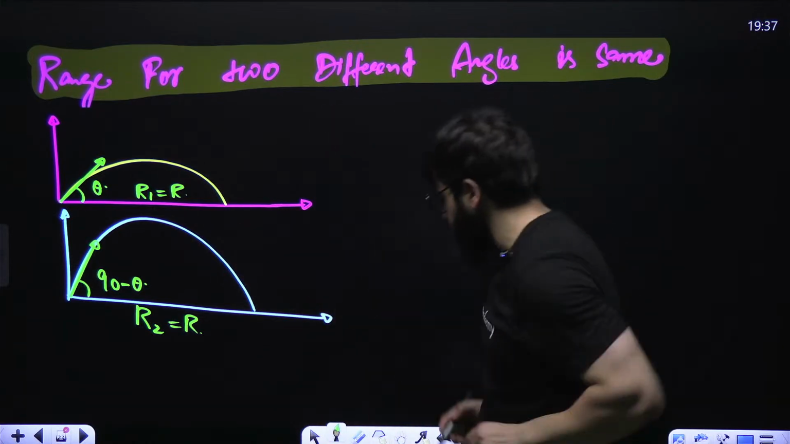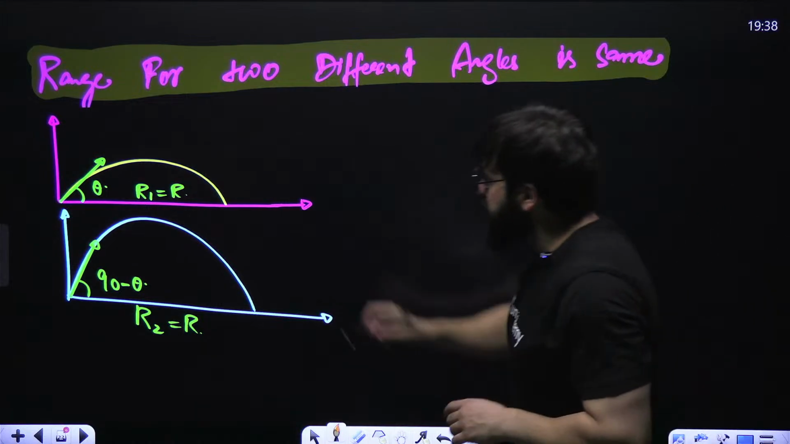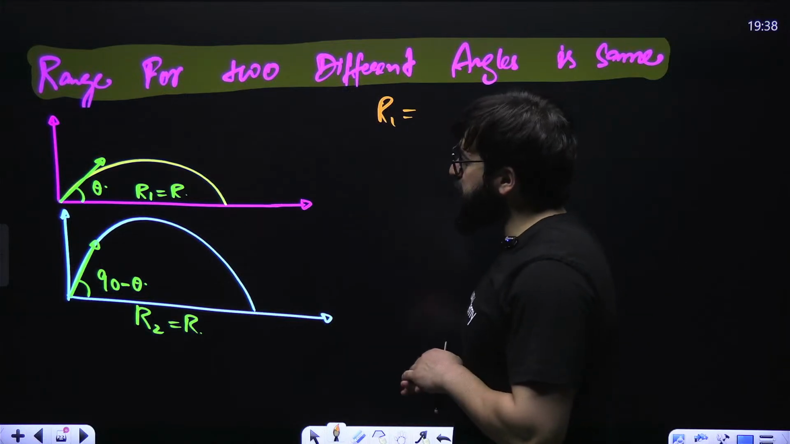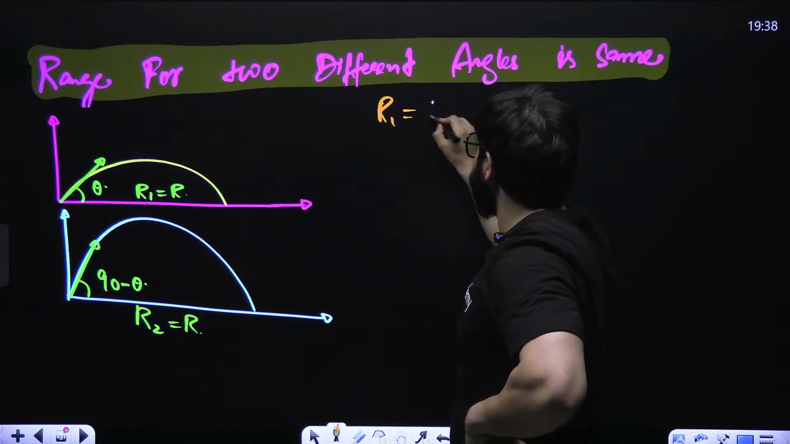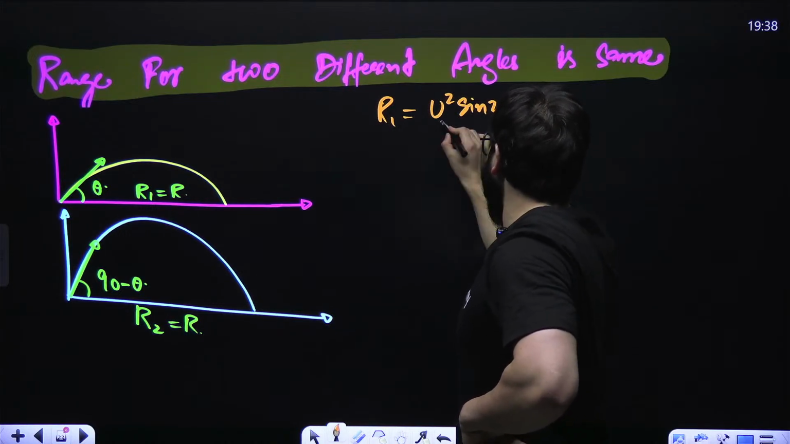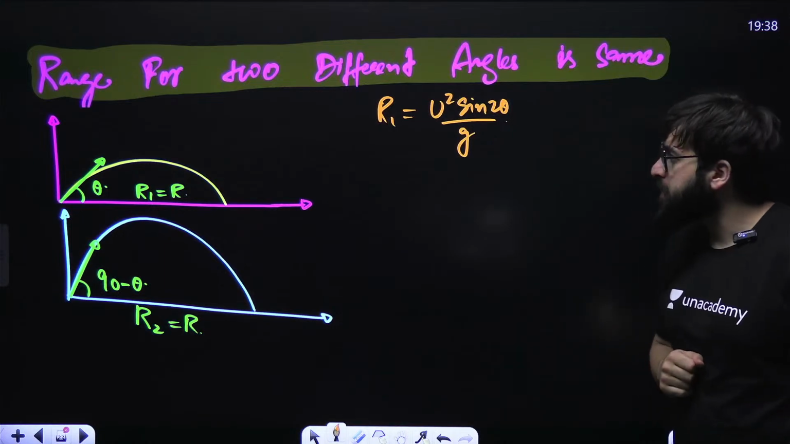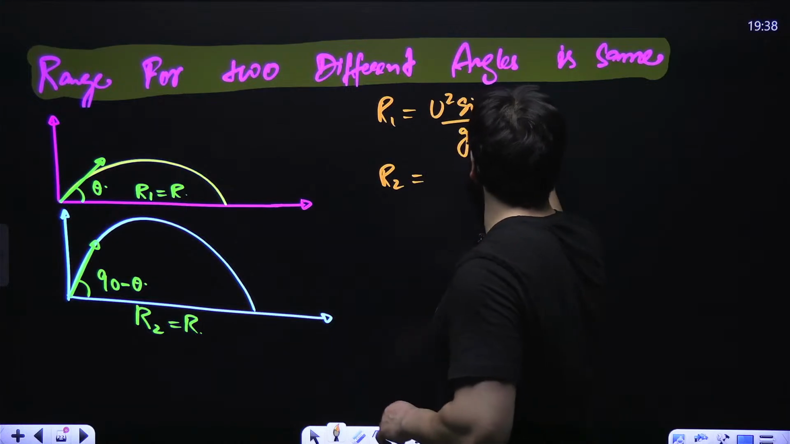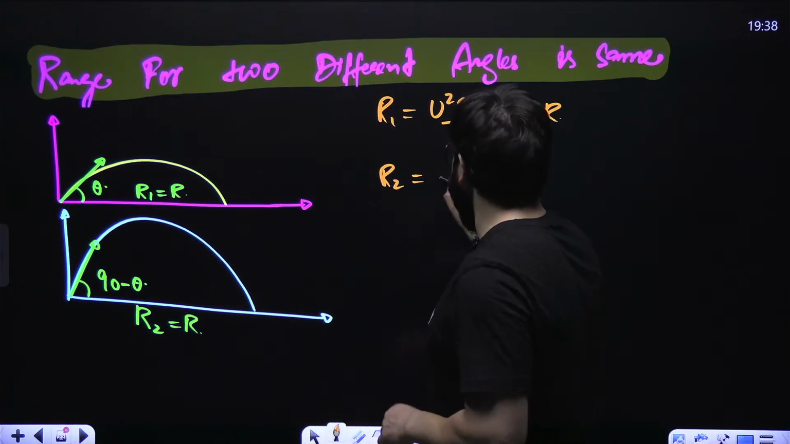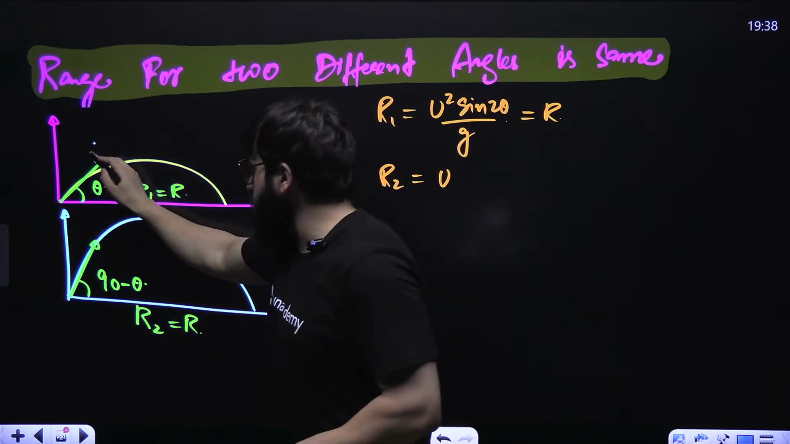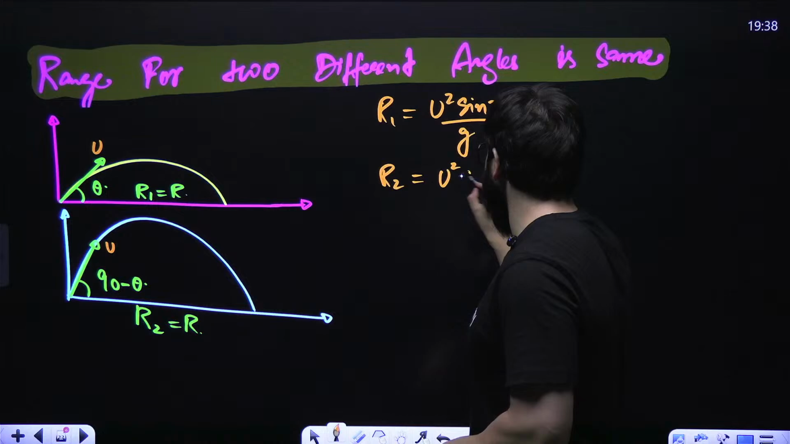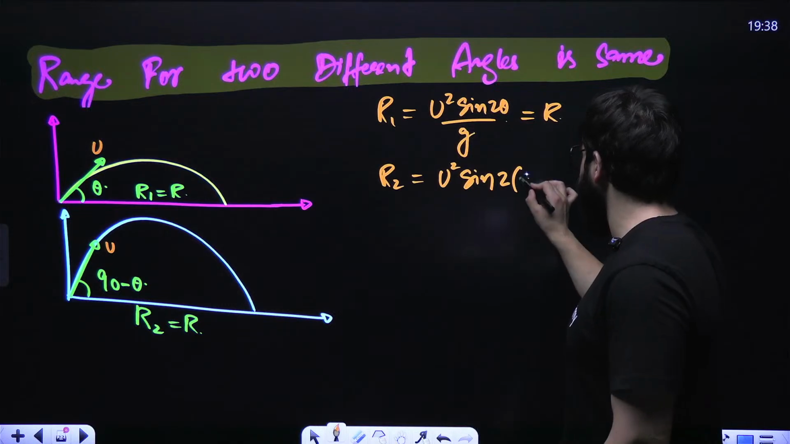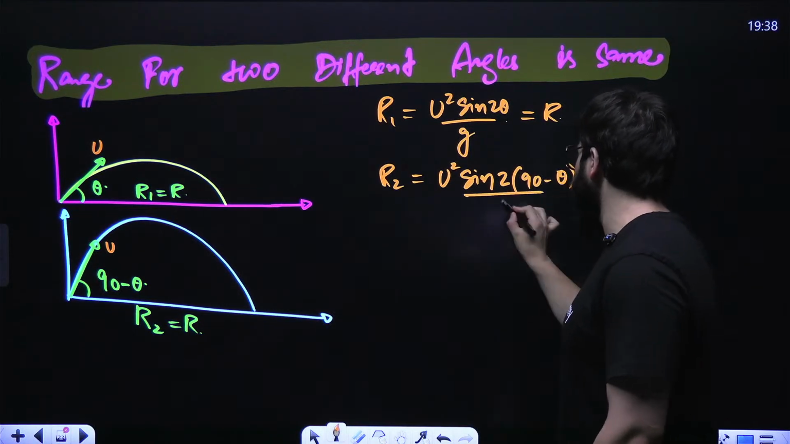Guys, let me show you. Let's talk about R1. Well, how to find the range of a projectile? Sir, range of a projectile is simply u square sine of 2 theta divided by g. This is the formula? Yes. Let's find the range of this. So I'll write R2 is equal to, and let's call this R. Let's suppose we are throwing this with u. So this is u square sine of 2 into, what is the angle over here? 90 minus theta. Instead of theta, I'll write 90 minus theta, divided by g.